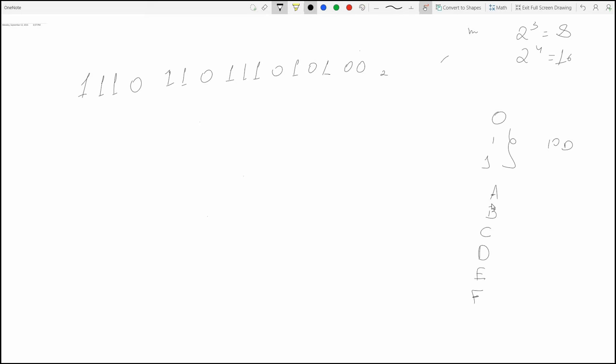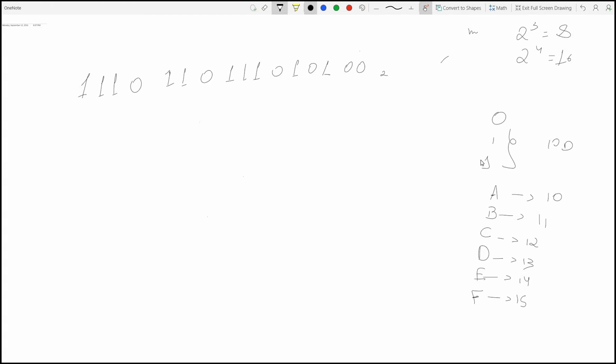Now A in the decimal numeral system signifies 10. B will be 11, C will be 12, D 13, E 14, F 15. For example, this is a hexadecimal number. Now that we know which digits could be in a hexadecimal number, we're going to try to convert this binary number into a hexadecimal number.